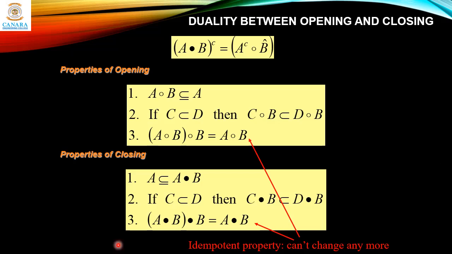Note that the third property in opening and closing is the idempotent property. So you cannot change anymore. No matter how many times you perform this opening or closing operation, the effect will be same. That's why we call it as idempotent property.